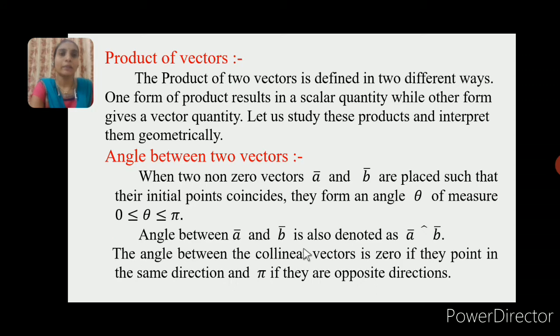The angle between collinear vectors is 0 if they point in the same direction, and pi if they point in opposite directions.